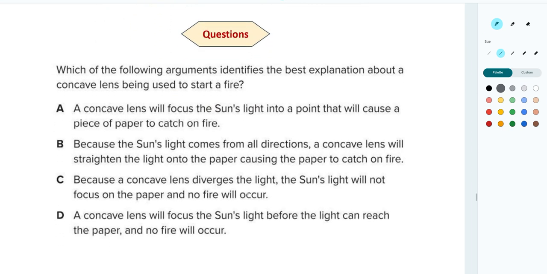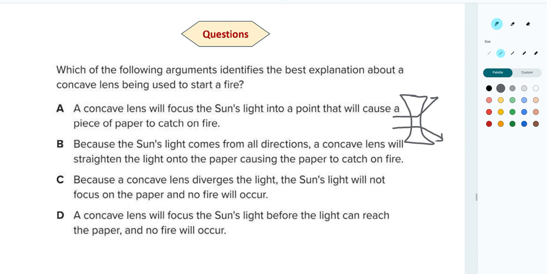Which of the following arguments identifies the best explanation about a concave lens being used to start a fire? So let's think about a concave lens. We did not talk about concave lenses yet here, but this is our concave lens, it would look like this. We should know that a concave lens will diverge light as it passes through.